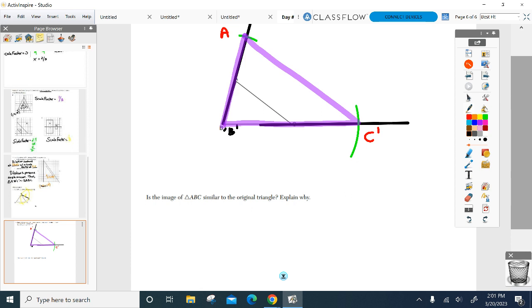And are the two similar to each other? Yeah. Pretty much the same statement that we wrote previously. Dilations are not rigid motions, so don't even write it. Dilations preserve angle measure.